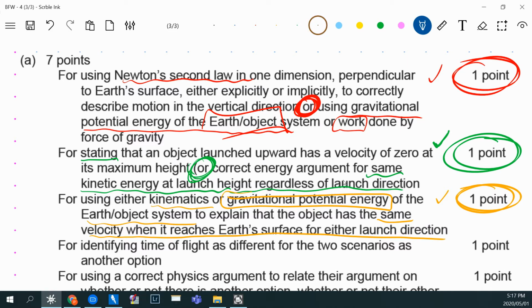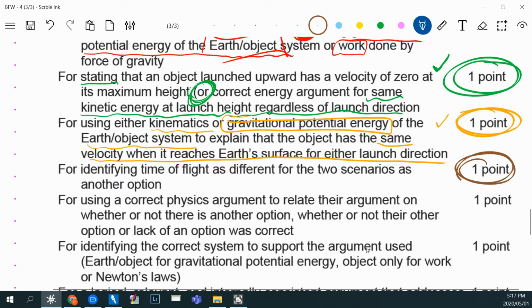Okay, moving on. We have a fourth point. What did we have to do for the fourth point? Identifying the time of flight as different for the two scenarios as another option. So the student had made the claim that the only way to do this would be to observe it directly, and we were to identify the difference. Now, I didn't actually think it through all that much, to be perfectly honest with you. The time of flight was the first thing that occurred to me.